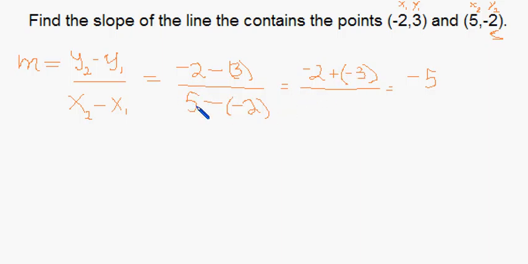So the same thing happens here. We have a 5. This changes to addition, and you change the sign of the number to the right of the subtraction symbol. So this number is a -2, change it to a positive 2. So now we have 5 plus 2, which is 7. So our slope is -5 over 7.